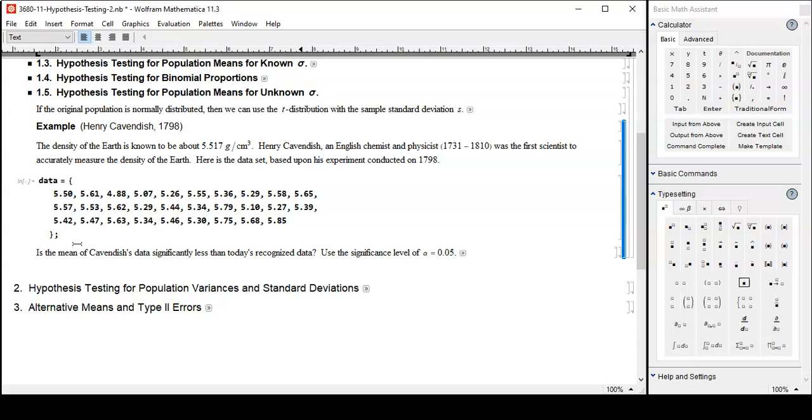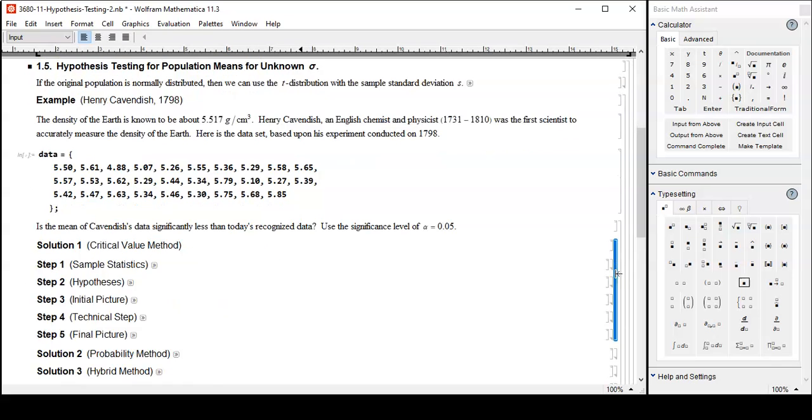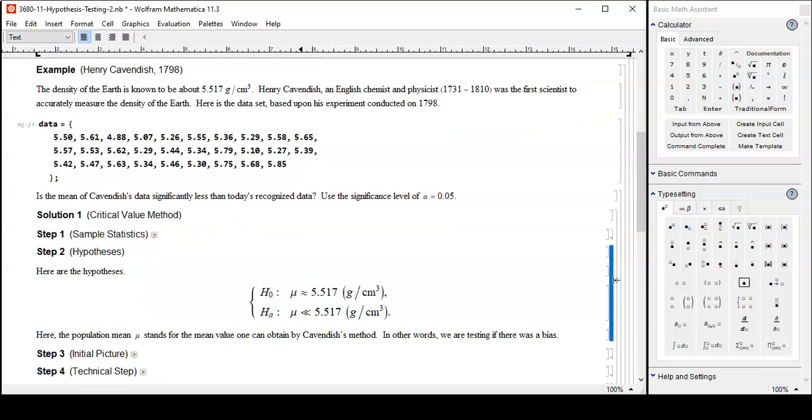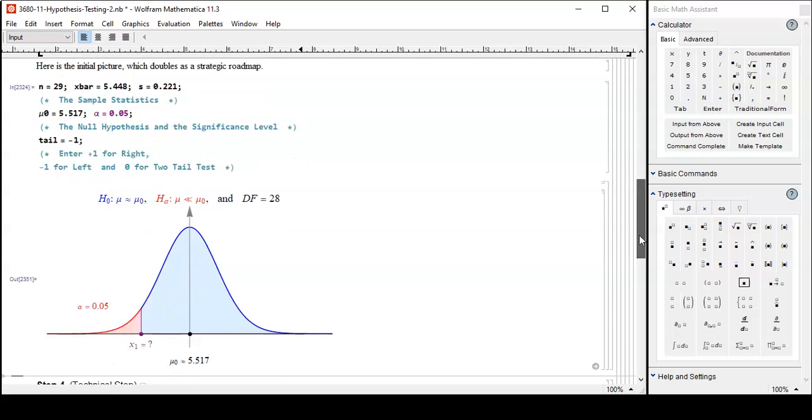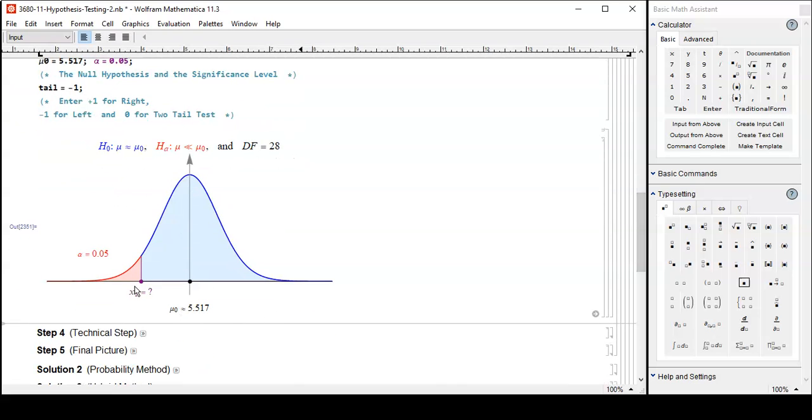Example is kind of like this. We have a data set, and those are coming from observation, some experiment. So there is going to be some white noise, so it must be normally distributed. And the null is here, 5.517, and the sample mean will give you 5.448 if you remember correctly. And you can do things like this. Centered around the null, this will give you a picture, and you can find out the critical value.